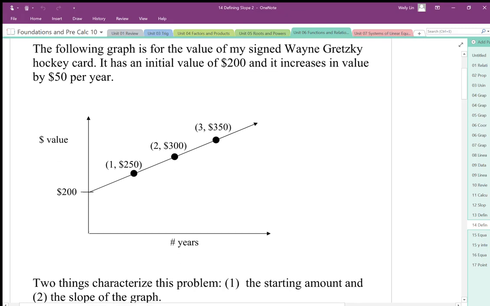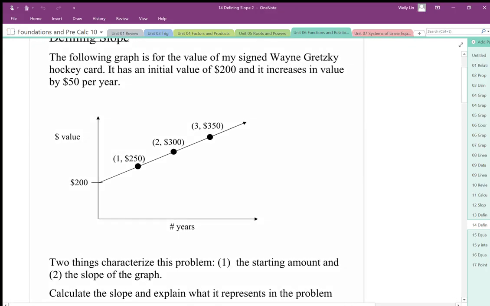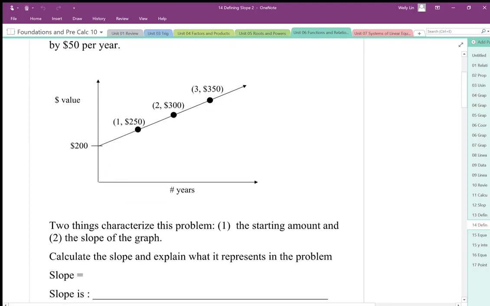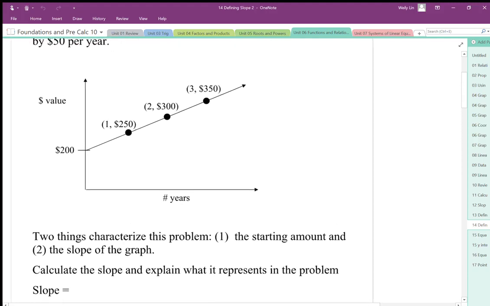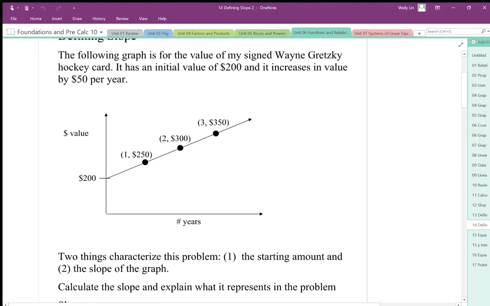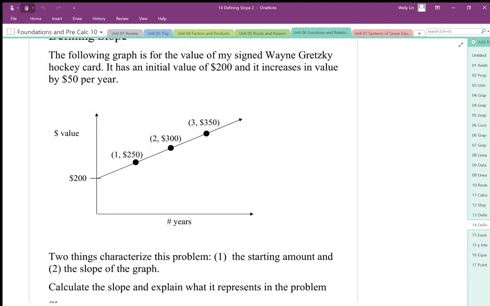It is relating the number of years to the value of the card. So the number of years represents the independent variable. The value in dollars is the dependent variable, or our input and output. Okay. So there are two things that characterize this problem. The starting value. Okay, so the initial value characterizes this problem, and it shows up right there.